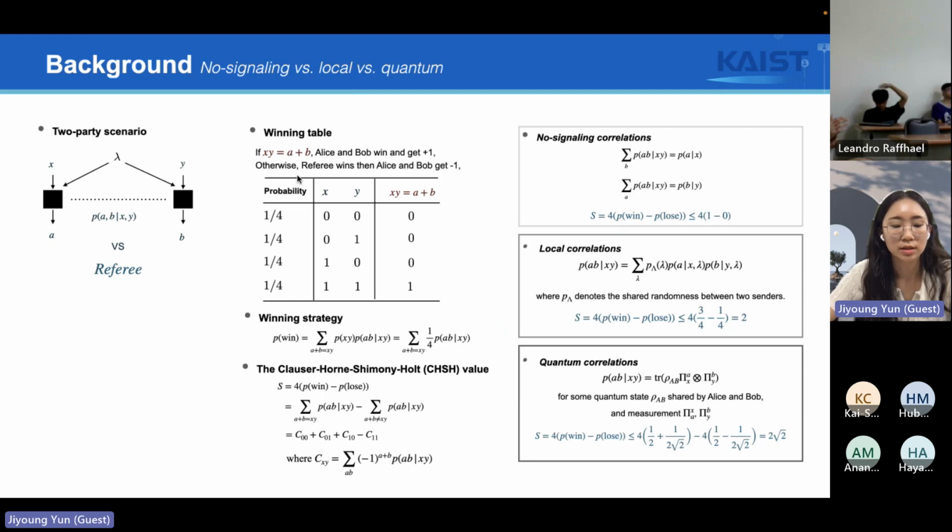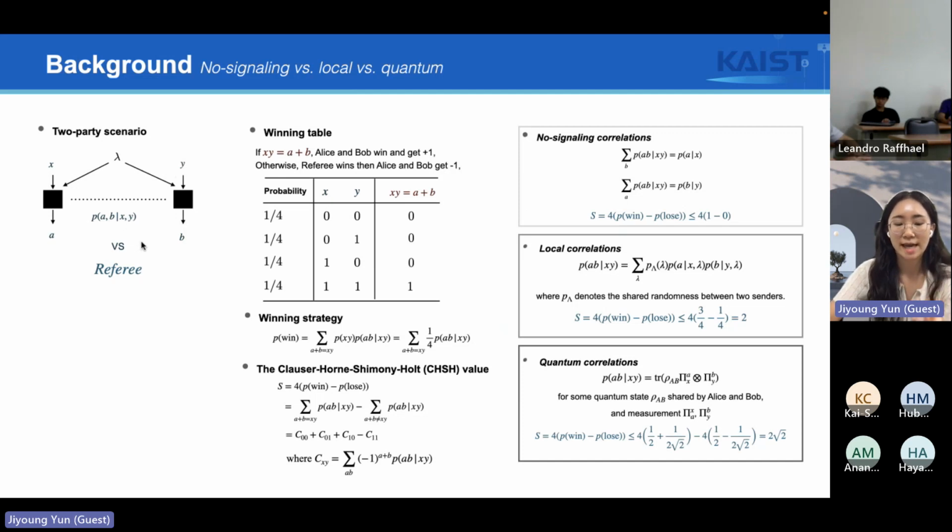So let me explain the no-signaling, local, and quantum correlations in the CHSH game. We can consider the simple Bell scenario. Alice and Bob are spatially separated and cannot communicate with each other. The inputs X and Y are measurement settings, and there are corresponding outcomes A and B. After repeating the experiment many times, Alice and Bob estimate the conditional probability P(AB|XY).